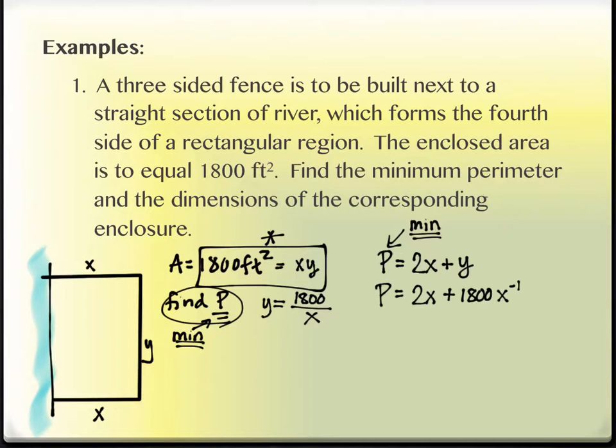All right, so this section 3.7 follows what we did in chapter 3 about finding extrema, right? So we are actually finding derivatives, setting them equal to 0 and solving, or setting them equal to does not exist if that is at play in our problem. So if I find this derivative, what's the derivative of 2x? 2. And what is the derivative of 1800x to the negative 1?